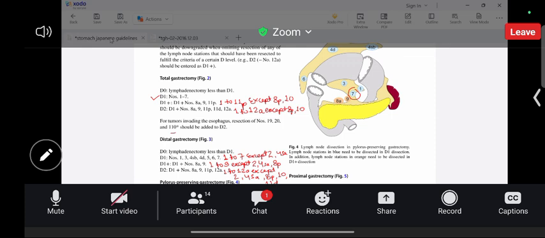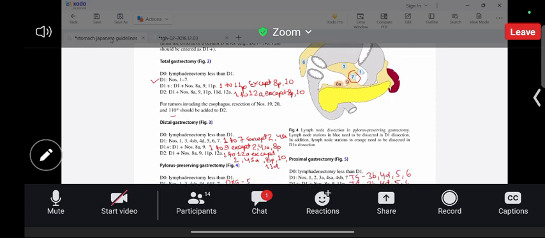So total gastrectomy D1 is 1 to 7. If we remove 1 to 6, what will it be? D0. Less than D1 is D0. So D1 will be 1 to 7. D1 plus will be 1 to 11P except 8P and 10. D2 will be 1 to 12A except 8P and 10.